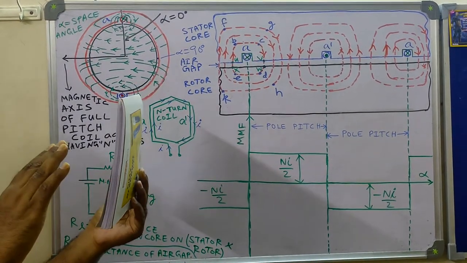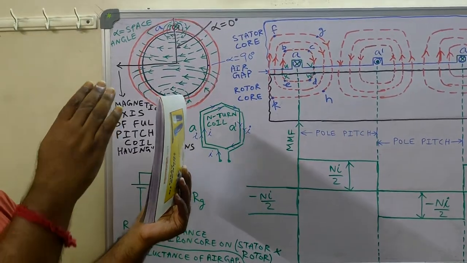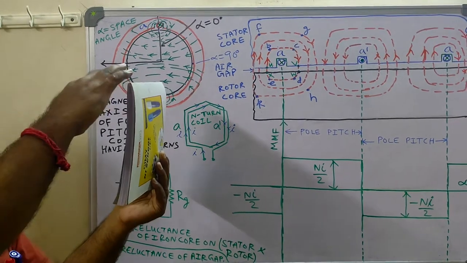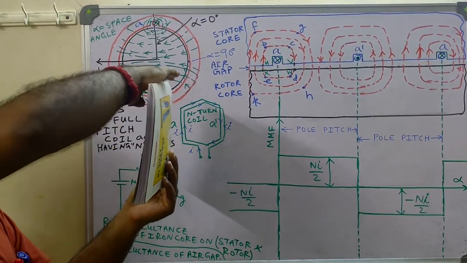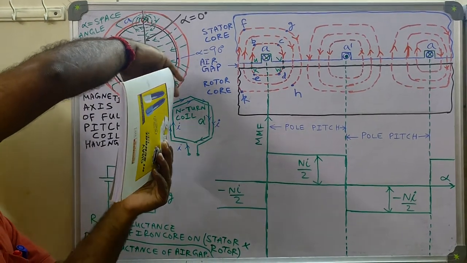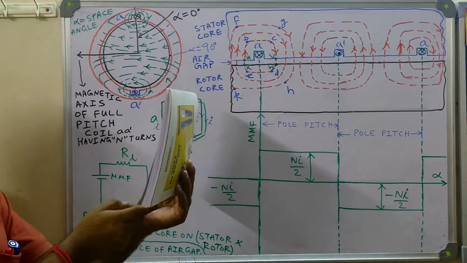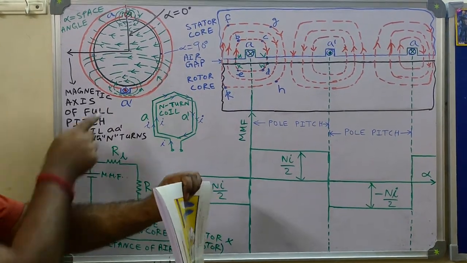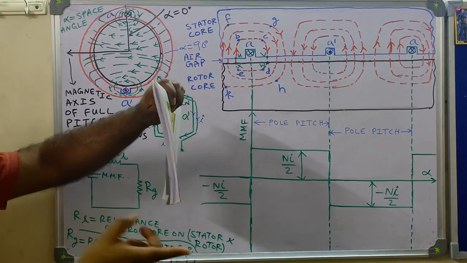How will we ensure that the nails of the forefinger are in the direction of current? Coil side A is carrying cross current, so it is entering into the board. So my nails are also entering into the board, and then from behind the board it is coming out, because coil side A dash has dot current. So the current will be directed in this direction.